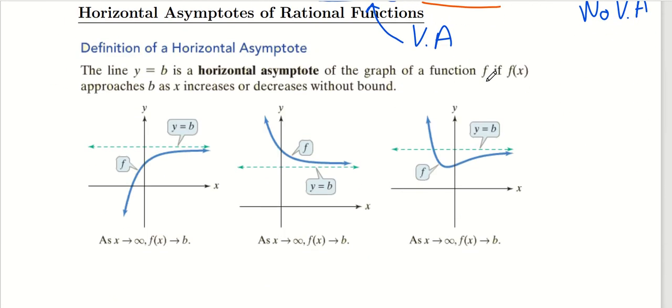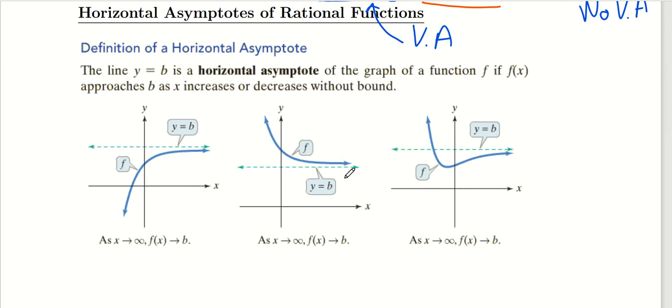The next thing we're going to investigate is horizontal asymptotes of rational functions, and these are related to the end behavior of the function. We say that the line y equals b is a horizontal asymptote for the graph of f if f of x approaches b as x increases or decreases without bound. So for example here, if we look at what happens as x approaches positive infinity, we see that the function values are getting closer and closer to this height, this y value of b. So we would say that as x approaches infinity, the function values are approaching b, and the line y equals b is a horizontal asymptote for the graph of f.